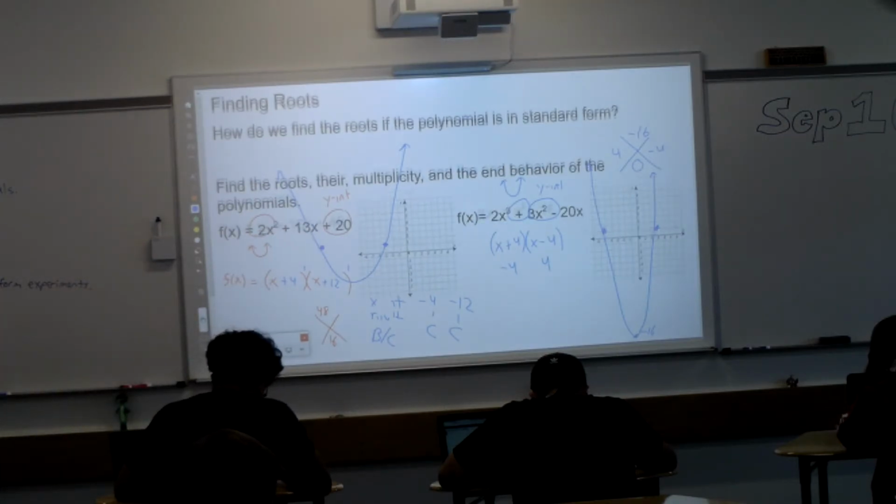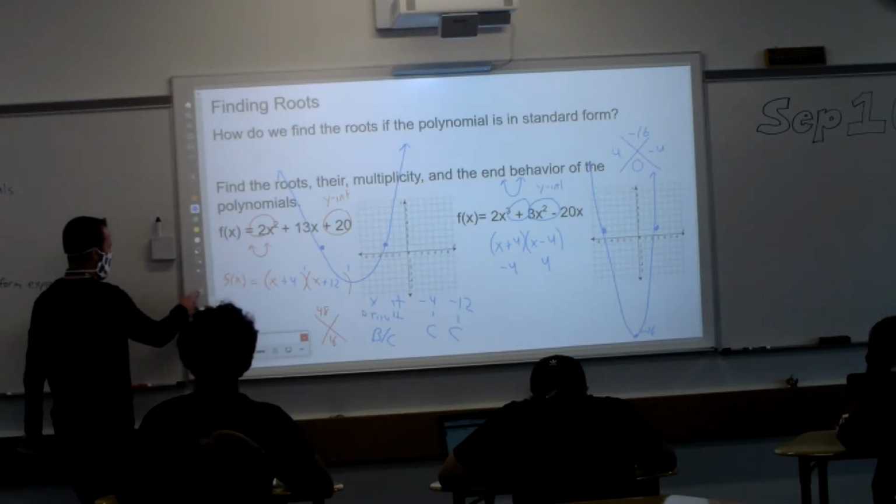Alright, let's go on. This is our last group right here. Now, looking at this first one, guys, how is this one different from some of the other ones we've been working with factoring?